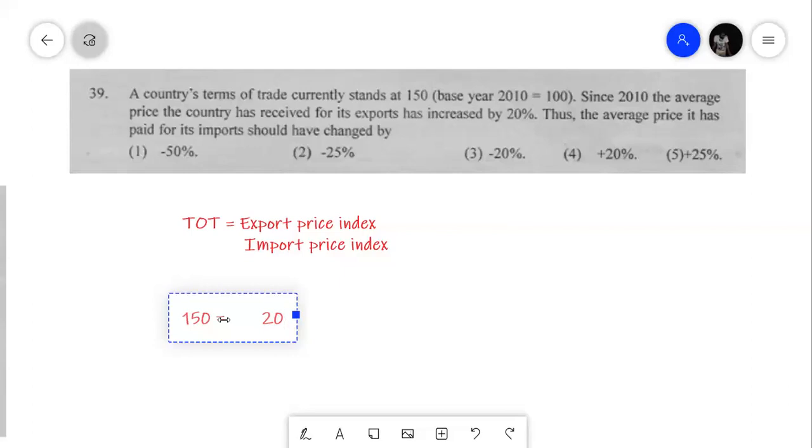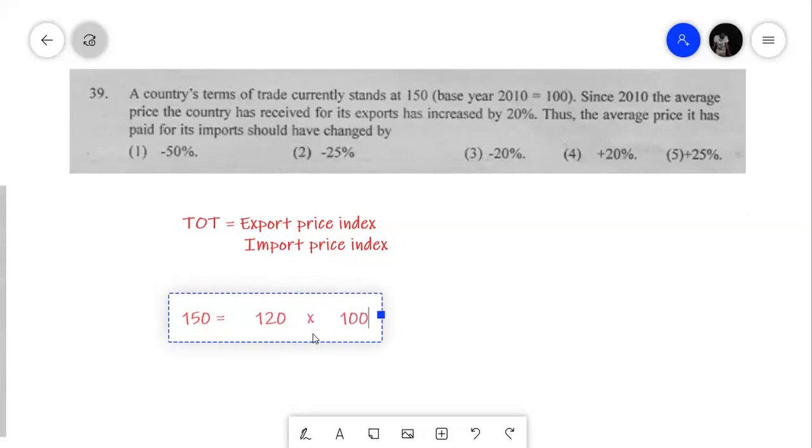So you all know the export price index in the base year is 100. So if 100 has increased by 20%, how much should the number be? What is our new export price index if it has increased by 20%? Give me an answer. Exactly, it has to be 120. Then the final answer also gets multiplied by 100.